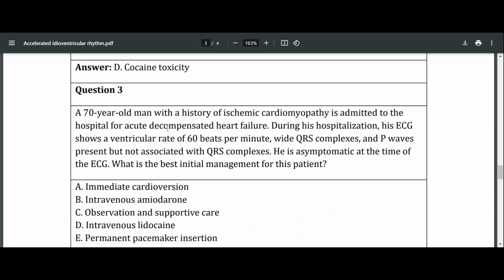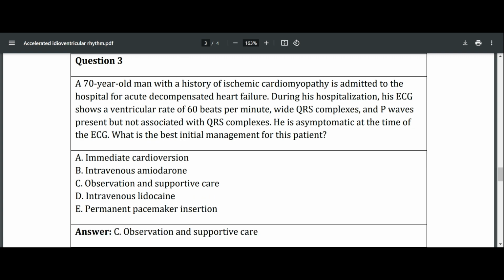A 70-year-old man with a history of ischemic cardiomyopathy is admitted to the hospital for acute decompensated heart failure. During his hospitalization, his ECG shows a ventricular rate of 60, wide QRS complexes and no association between P wave and QRS complexes, but he is asymptomatic. What is the initial management? As I have mentioned earlier, this is idioventricular rhythm and this is a self-limiting condition. So we have to observe and give supportive care.